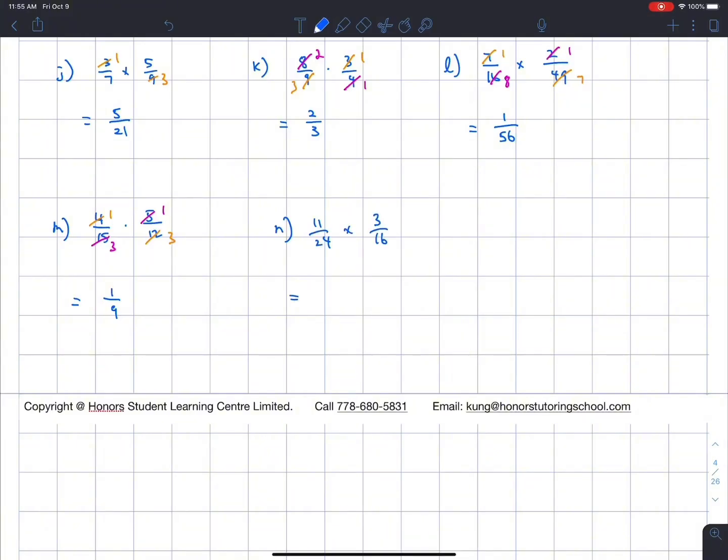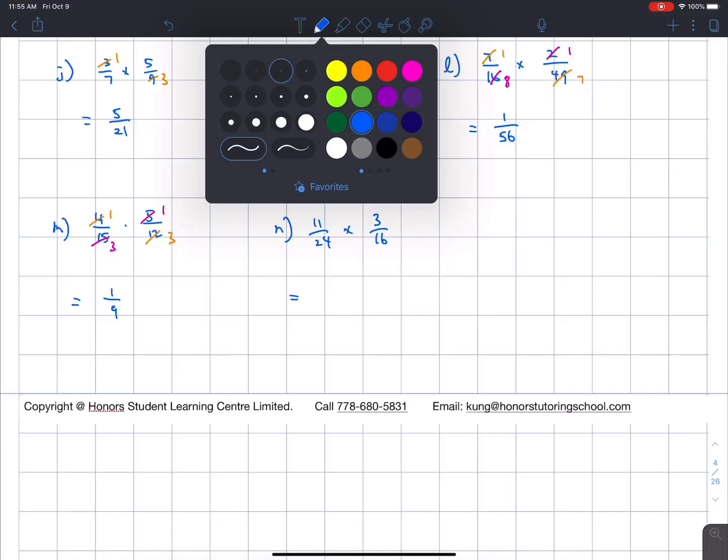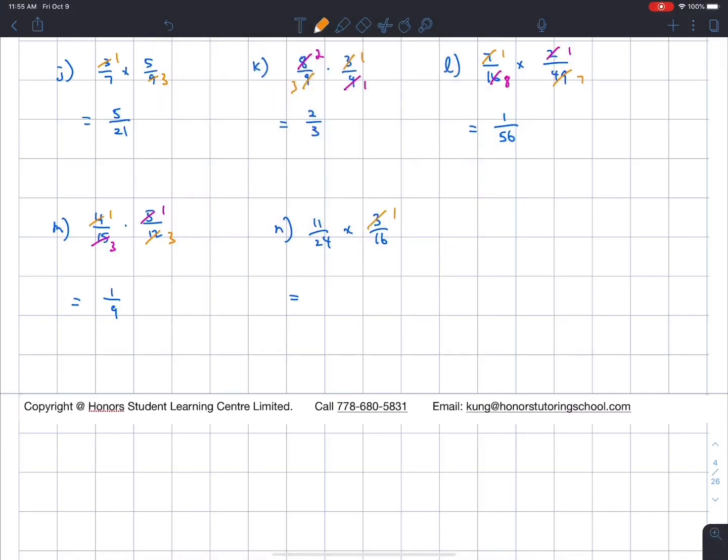Same idea, we want to simplify first. I can divide this 3 by 3 to get 1, divide 24 by 3 to get 8. And that's it, there's nothing to simplify anymore. The numerator is 11 times 1 is 1, and then 8 times 16. I'm just going to do it here. 8 times 6 is 48. And then 8 times 1 is 8, plus 4 is 12. So 1 over 128 would be my answer.